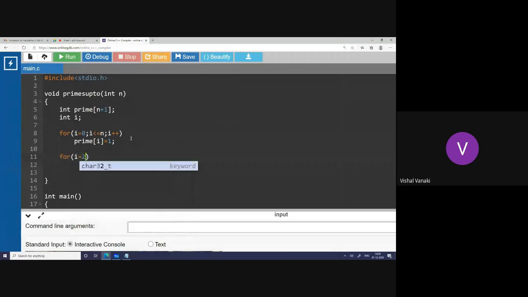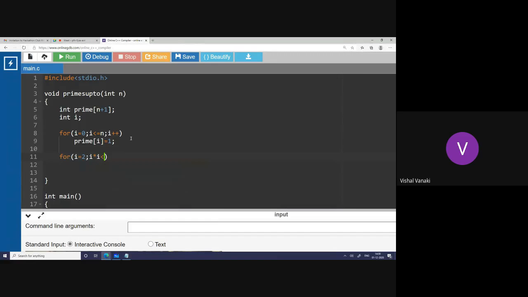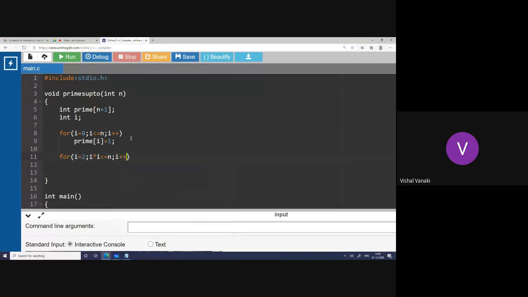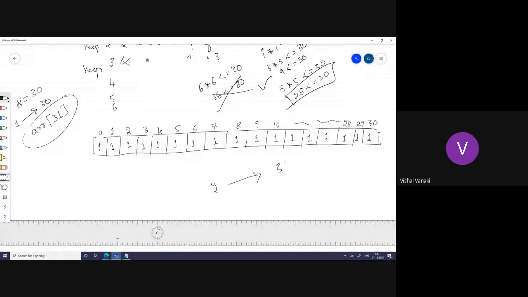What is my exit condition? I start, I less than or equal to n and I plus plus, right? So once I come inside this loop, this loop will give me values from 2 to 30. So first time I value is 2.